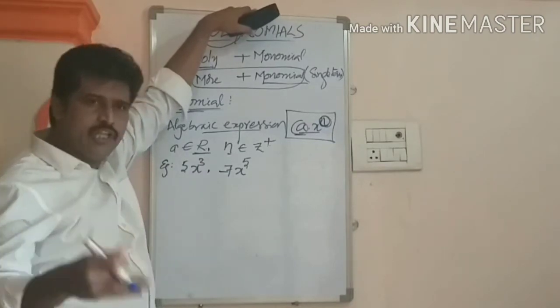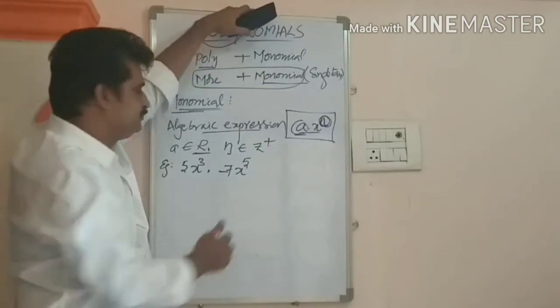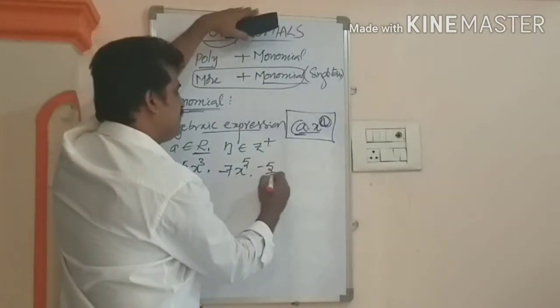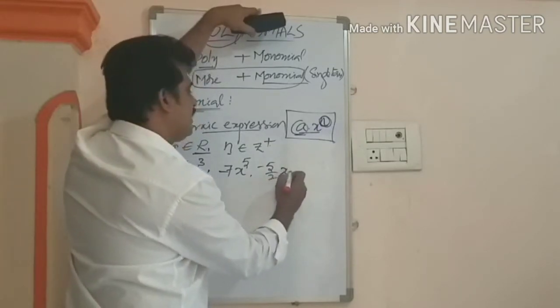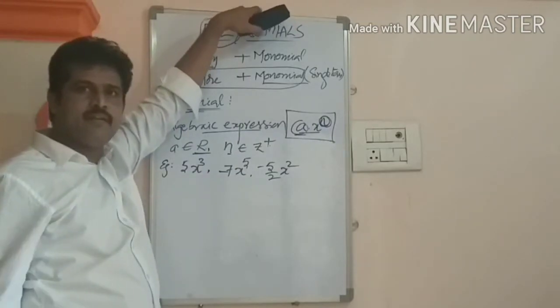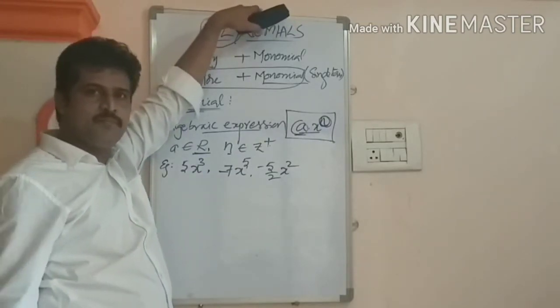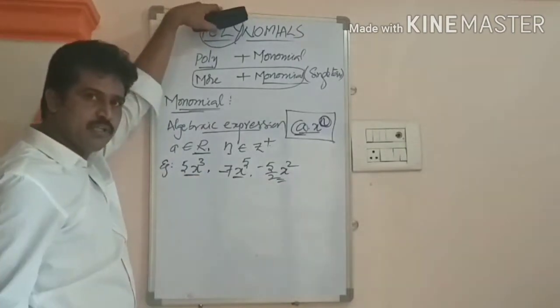When we go deeper, let me explain some more examples. For example, minus 5 by 2 into x to the power 2, minus 5 by 2 x square. It is a monomial, since it is a single term.